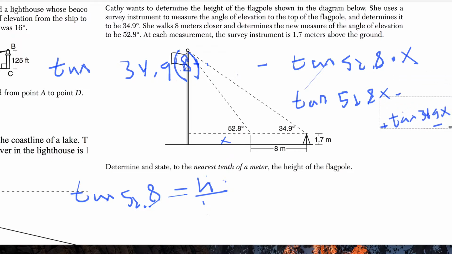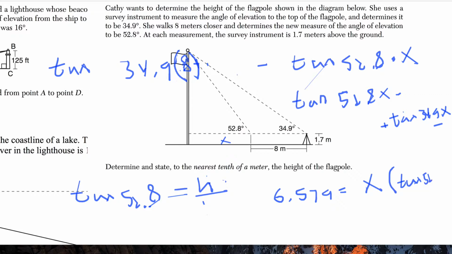So you're just doing tan 52.8 minus tan 34.9. So tan 34.9 times 8 equals x times (tan 52.8 minus tan 34.9). What do you have left on this side? How do you have two different numbers times x? No, we pulled out the x here, so now we have x times that. Oh, so you divide by that.